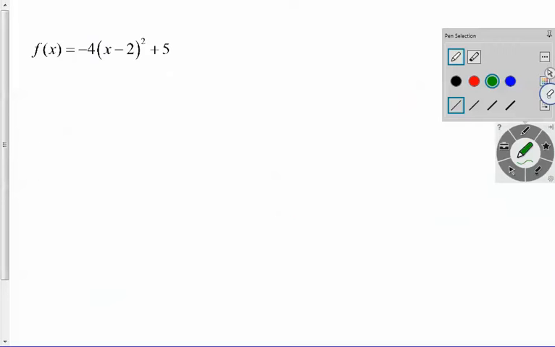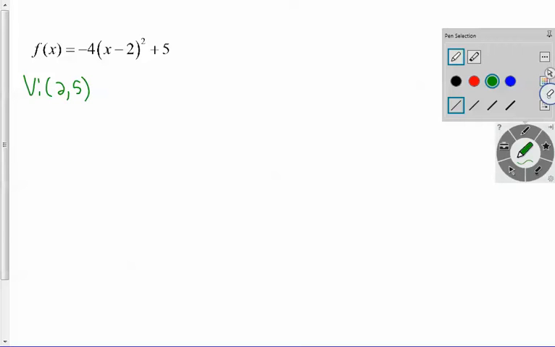Another one you've seen, this guy. Well, what form is this in? This is actually in vertex form, or transformation form. And what I want to do here is find the vertex. For this one, the vertex is at positive 2 and 5, if that makes sense.